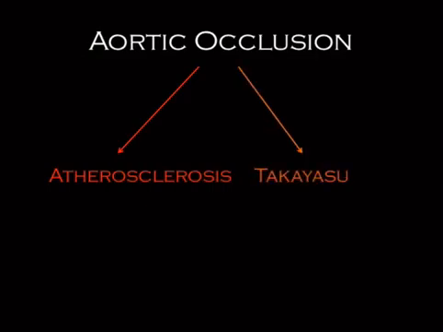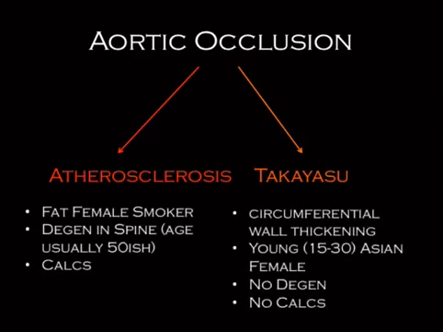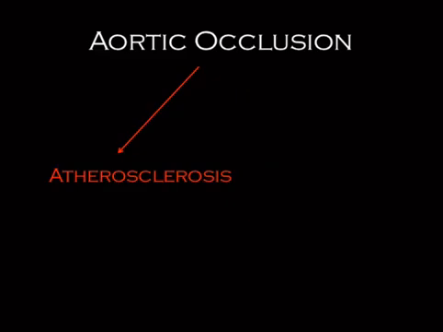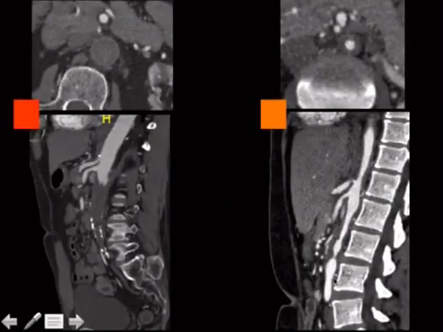So these are your main options when you're dealing with aortic occlusion. You've got a fat female smoker, degenerative change in the spine, calcifications. That's how you're going to get your hints there. Versus a young Asian female who's got no degenerative change. And this tends to be smoother, look how smooth this is. That just looks like a vasculitis, right? It's got that real smooth circumferential involvement of the whole vessel all the way up here. There's nothing else that looks like that.